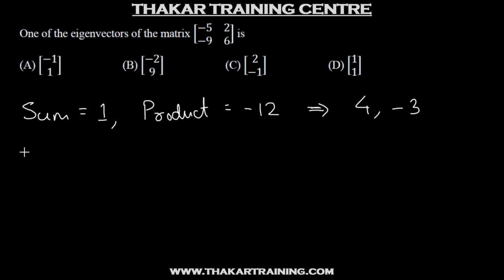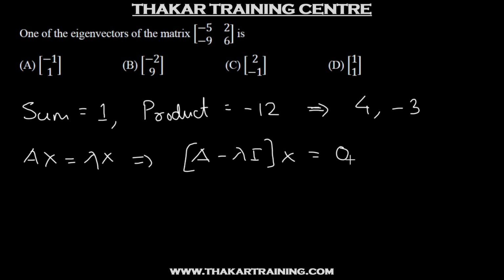So we have to find out the eigenvector. What we do is go back to the definition, that is Ax equal to lambda x, and just rewrite it as A minus lambda I times x is a 0 vector. Alright, not 0 vector. So now we'll plug in these values 4 and minus 3 one by one and find out which of the options is satisfying the answer. Alright, so we'll first try with 4.